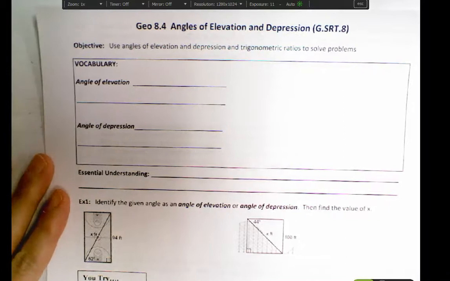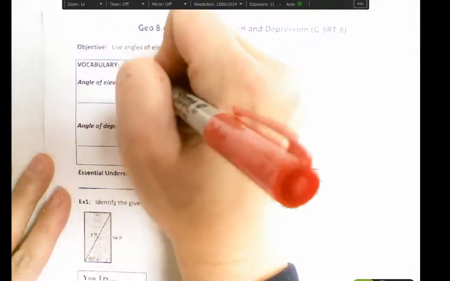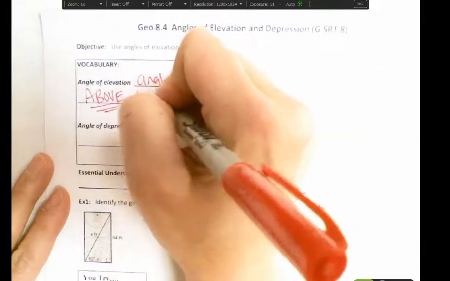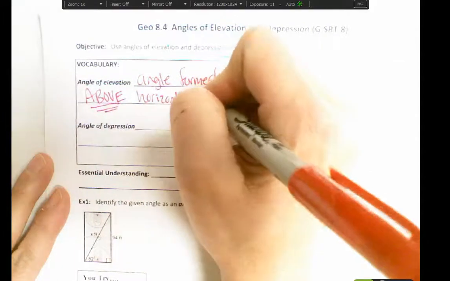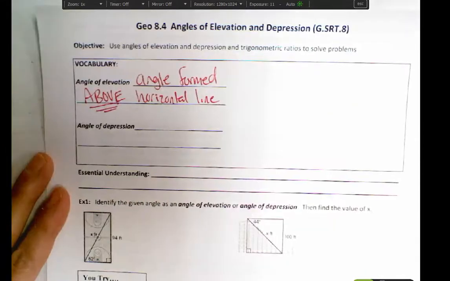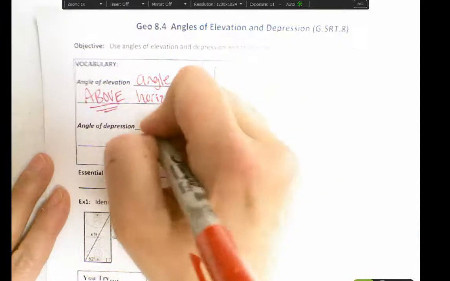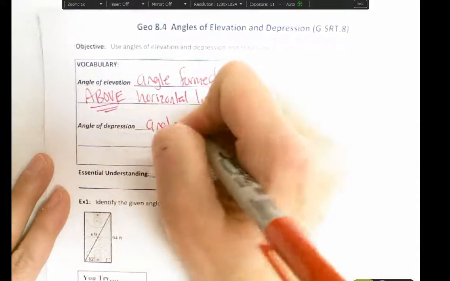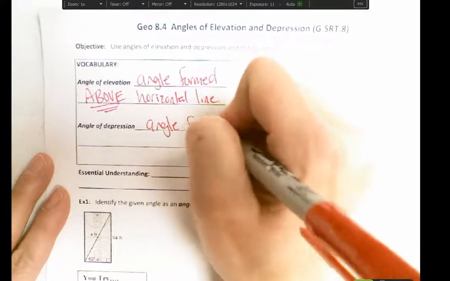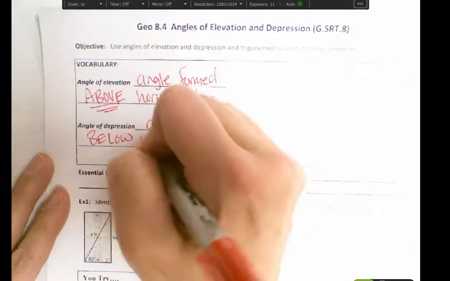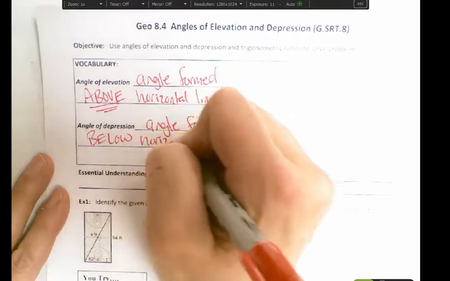So an angle of elevation is an angle formed above your horizontal reference line. Okay, so an angle of elevation is above, it's elevated above something. An angle of depression is an angle formed below a horizontal reference line.